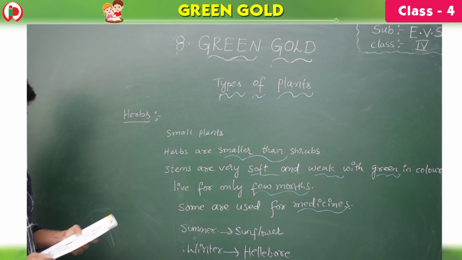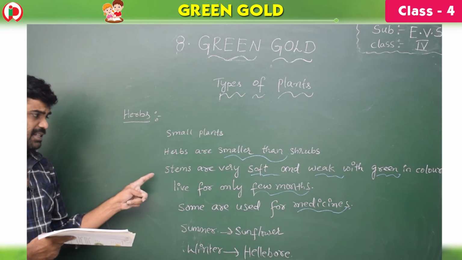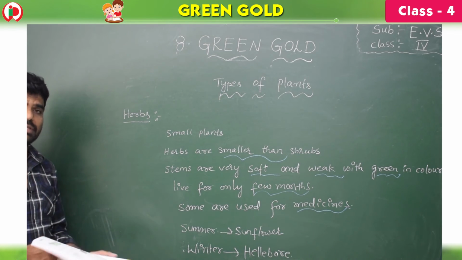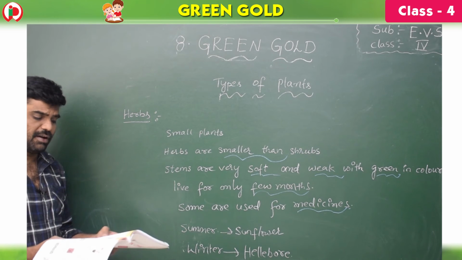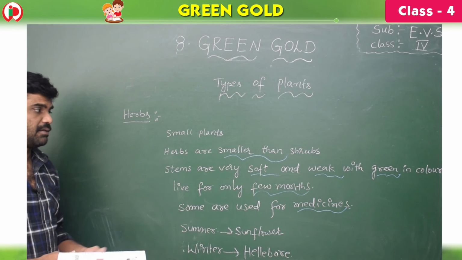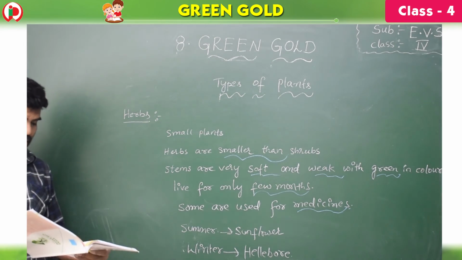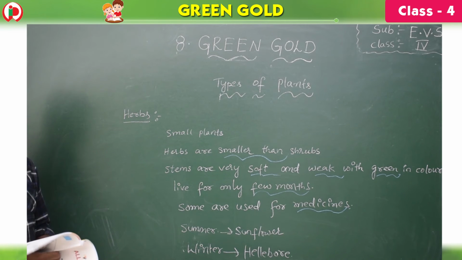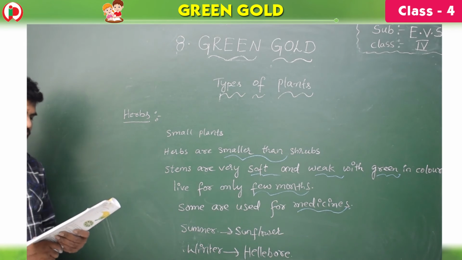Here, see, children, herbs are very small plants. Herbs are smaller than shrubs. The stems are very soft and weak, green in color. In shrubs, the stems are hard. Sorry, they have hard and thin stems. Here, the stem is weak and soft. And you see the difference. Shrubs live for many years. Herbs live only for a few months. According to season only they live, children.